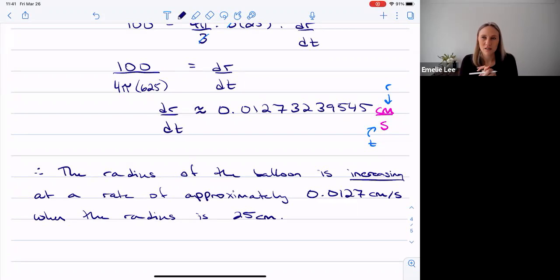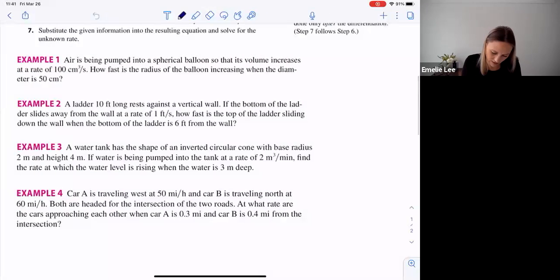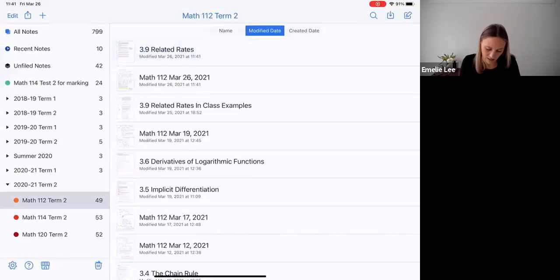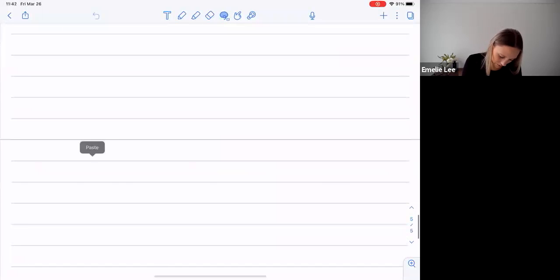Any questions about that one? Okay, I haven't seen any. So let's do another example. I just want to expose you to all the different types of scenarios. The next one is a ladder sliding down a wall. I'll put it on its own page here.